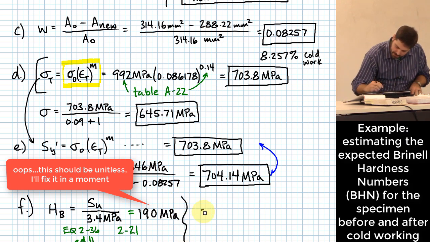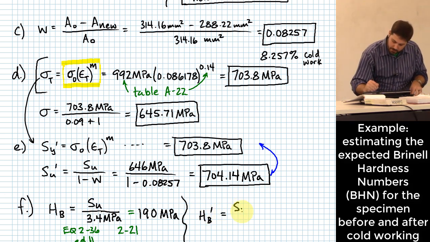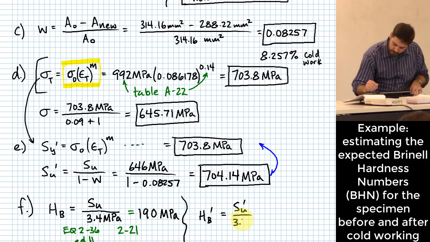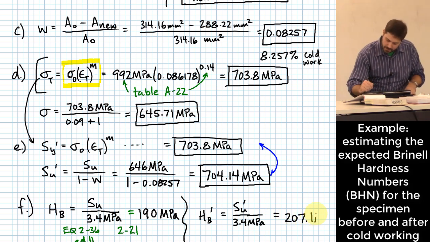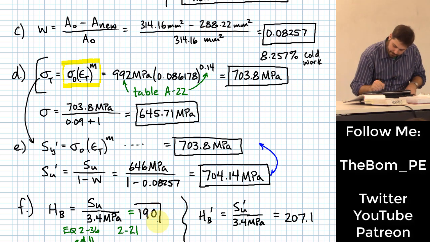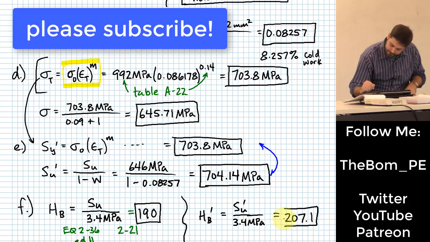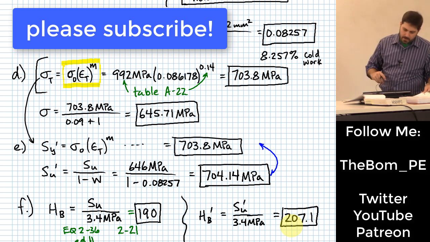Whereas HB prime, do the same thing, you just plug in SU prime over 3.4 MPa. This is going to end up giving you 207.1. Whoop, and I should not have put MPa there, excuse me. This is just a Brinell hardness number. Okay, so that's part F.